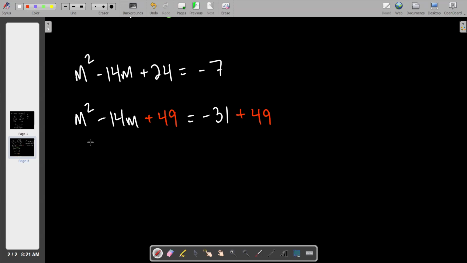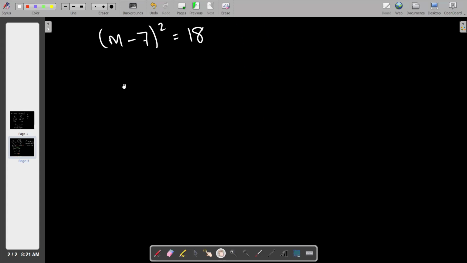And then you factor. What does the left side over here factor down into? (m minus 7) squared. And what's negative 31 plus 49? 18. And then we do our thing. So once you reach expert level at this, you will go like this. But you will get there when you're darn good and ready. You will write the final answer as m equals 7 plus or minus 3 root 2.